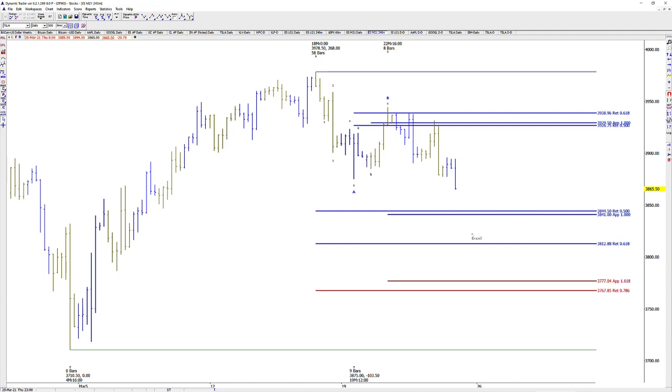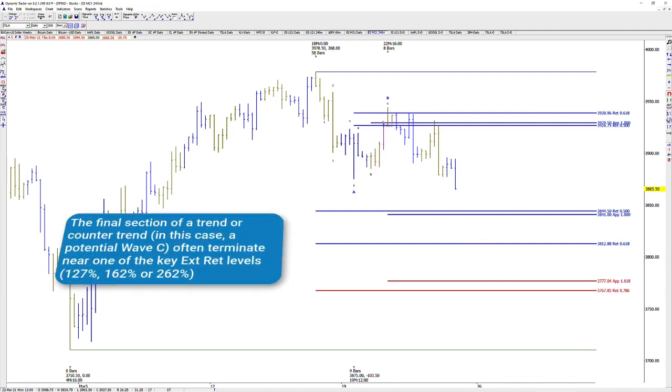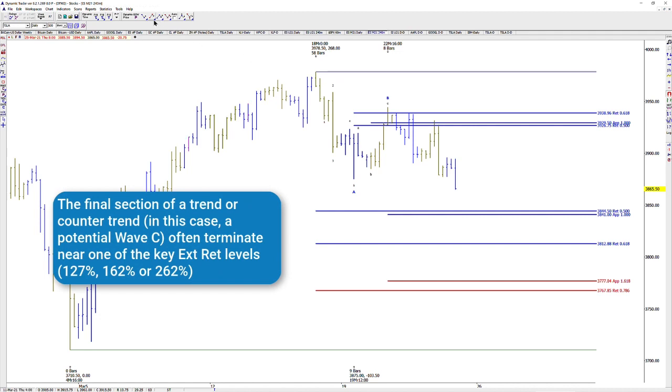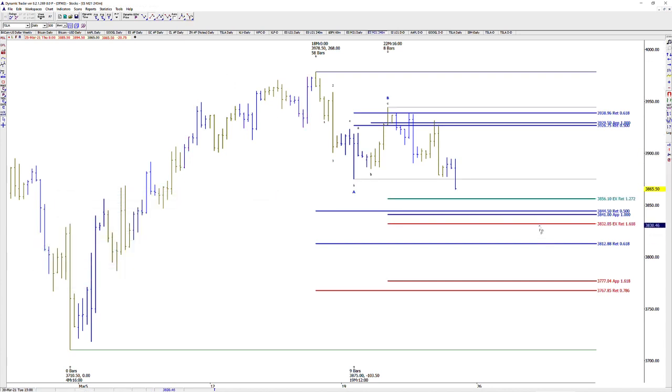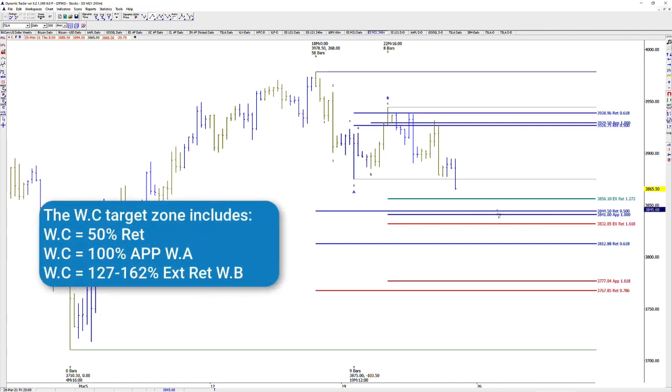So what other price relationship helps us to determine the end of a correction or even a trend? Well, the external retracements in this case of a wave B. So let's do those external retracements of the wave B. And we want to do the 127 and 162. And they engulf or overlap, however you want to say it, the 50% retracement and 100% alternate price projections. So we've got a really strong price zone here. It's a pretty wide price zone, and it's focused right on the middle of this zone.